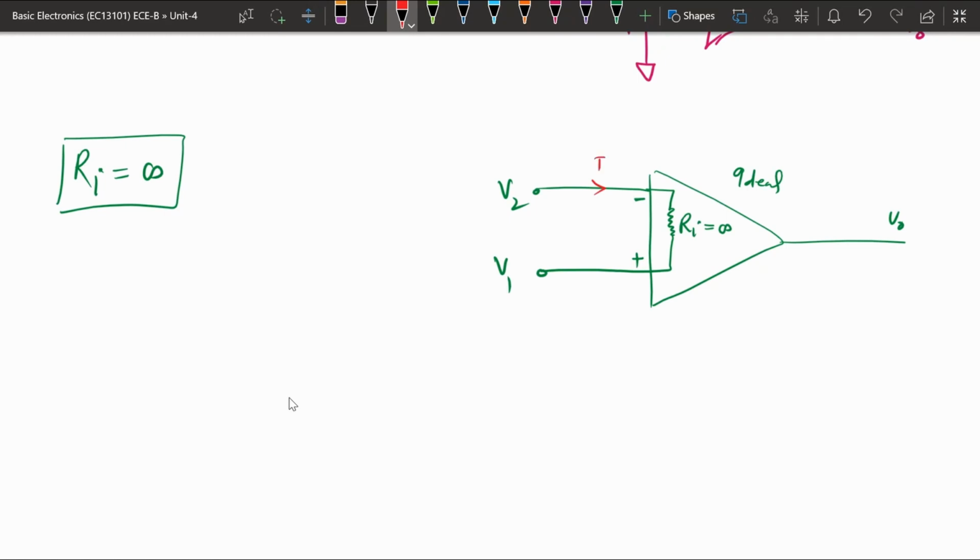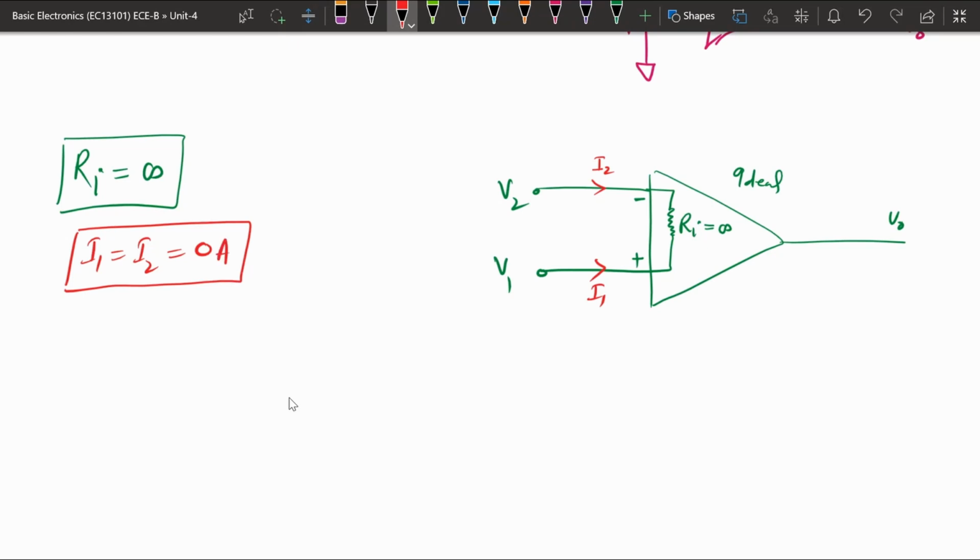Suppose there is a current, I2 current is there, and this is I1 current. So if the Ri, that is input resistance, is infinity, in that case it will be open circuit. If it is an open circuit, the current flowing through it will be equal to 0. So if the ideal operational amplifier is there, then I1 and I2 will be equal and equal to 0 ampere. That means there will be no current flowing through this terminal, through this resistance, if the operational amplifier is ideal.